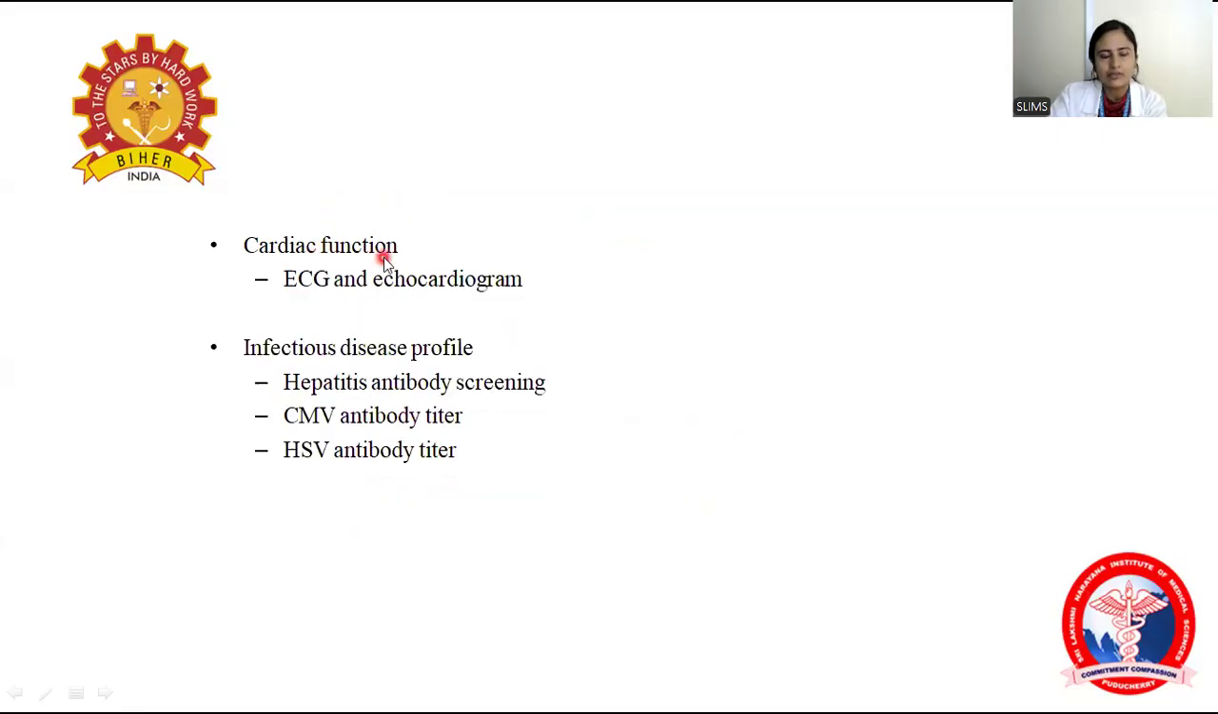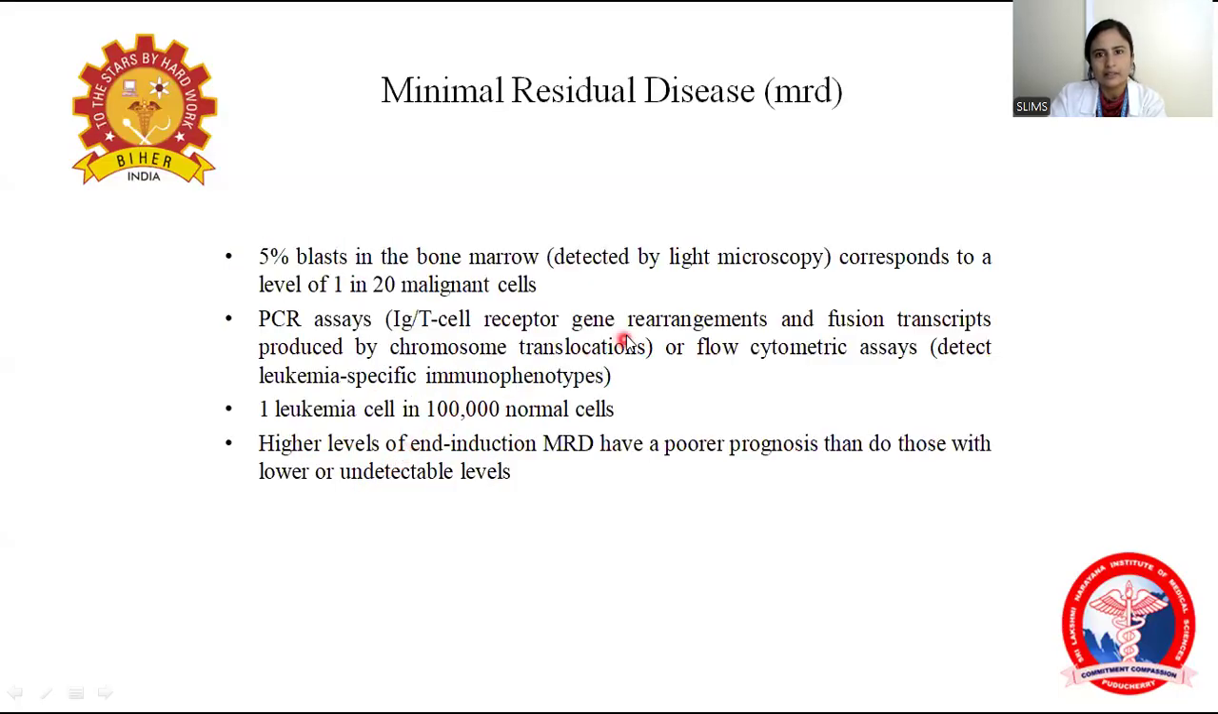Then for cardiac function, we do an ECG and echocardiogram, and to rule out other infectious disease we do a profile including hepatitis antibody screening, CMV antibody titer and HSV antibody titer. So after these investigations, we need to know about what is minimal residual disease before going to the treatment.